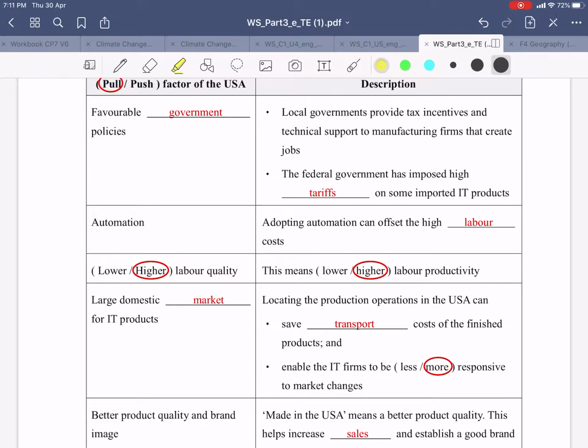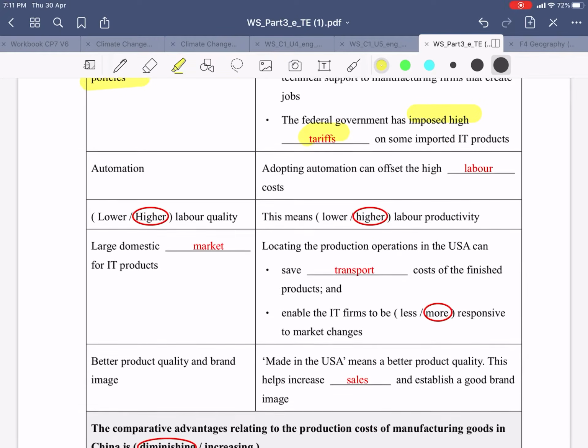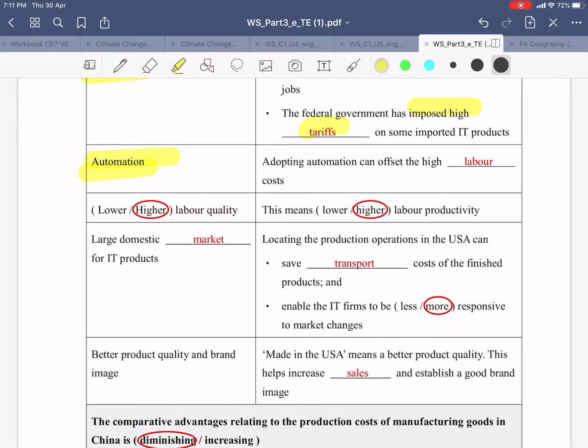How about the policy of the United States? As Donald Trump always said, we have to build an iPhone factory in the United States. What should they do? They have to impose high quota and also high tariff on the IT industry. Automation: you can reduce the labor cost by automatic robots and robotic arms to assemble different kinds of parts, okay.